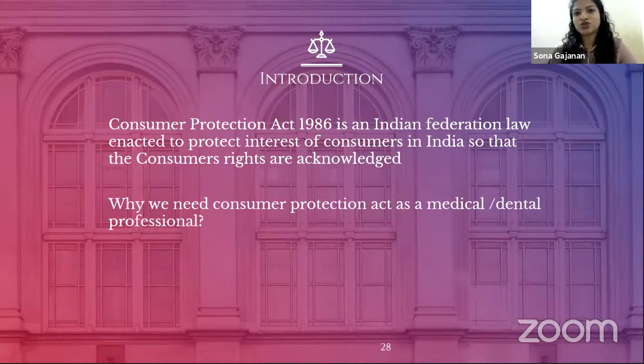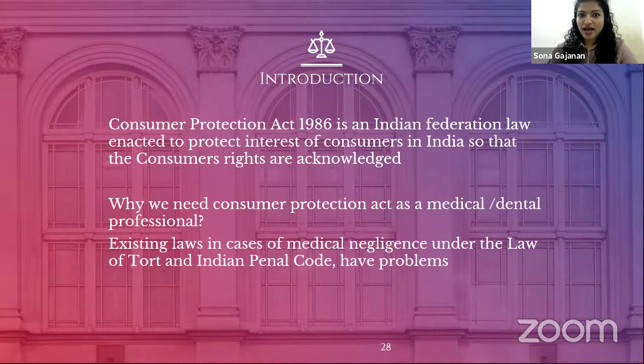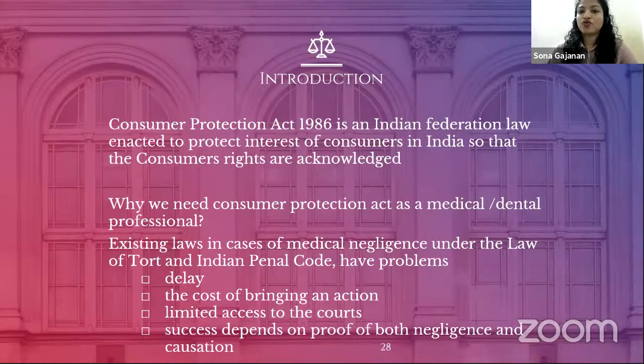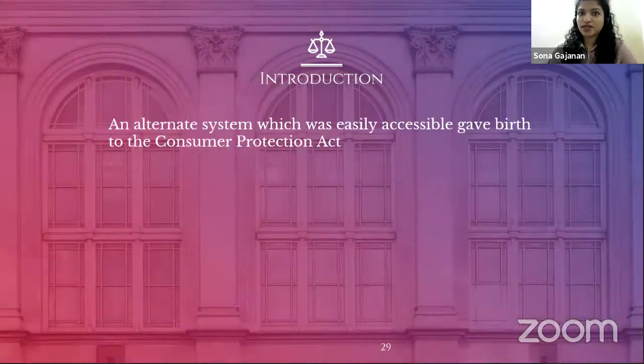So why do we need Consumer Protection Act when we have the Court of Law? So we have Indian Penal Code and tort, but these have their own limitations. So basically some of the limitations that the existing laws have are that there is a delay in solving these cases. There is a huge cost of bringing about an action, and there is limited access to courts. And also the success depends on proof of both negligence and causation. So an alternative system was developed so that these consumers' rights are protected. So this is known as the Consumer Protection Act.